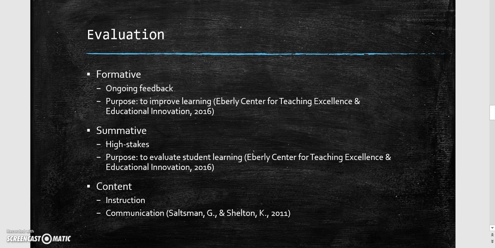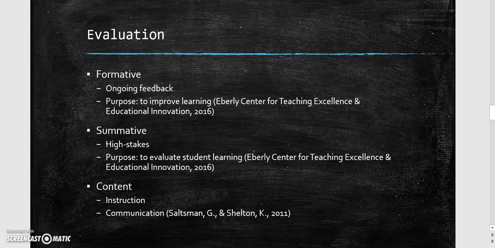Evaluation is next. There are 3 different forms of evaluation in the ADDIE model. First, there's formative. This is ongoing feedback that comes in the form of activities that are done. And the purpose of this is to improve learning. It's kind of a low stakes activity that allows students to get feedback from the instructor so that they are prepared for the summative evaluation.